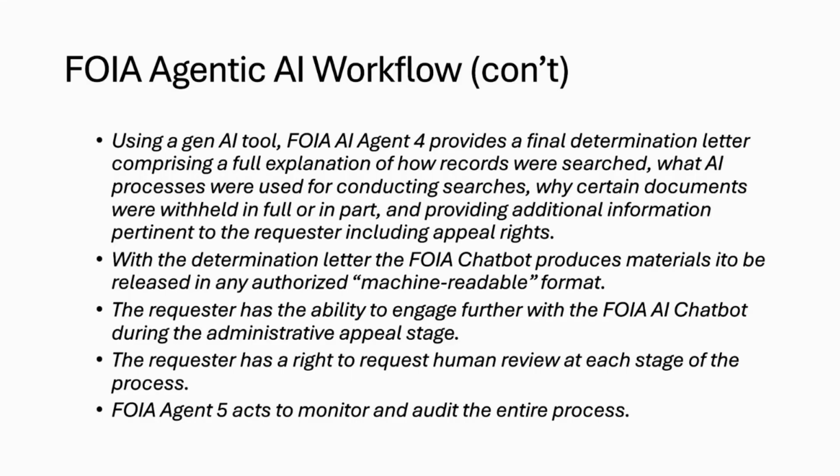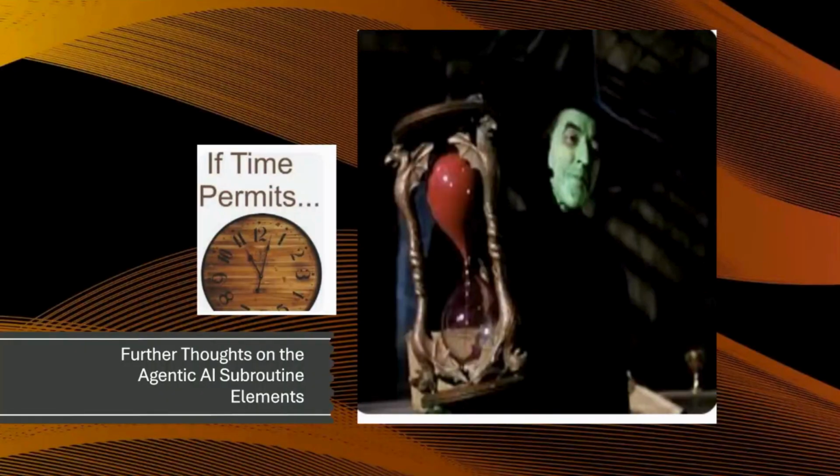And so a determination letter in a machine readable format, there's a further discussion. And in the US, there can be an administrative appeal to the agency and then judicial review to a federal district court. So you can have a discussion with the agent about that.